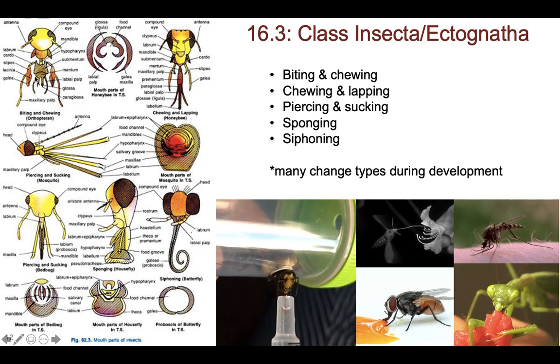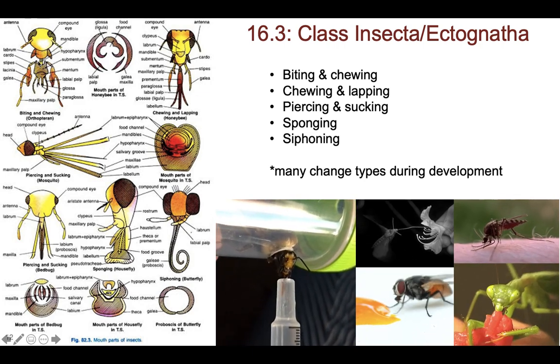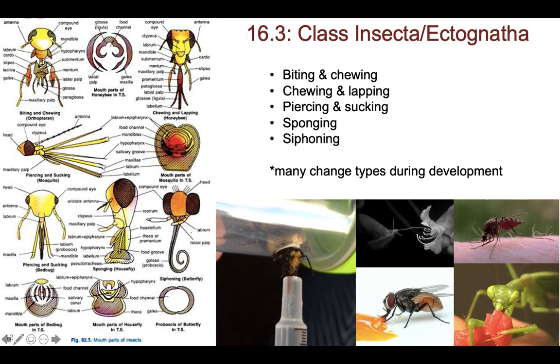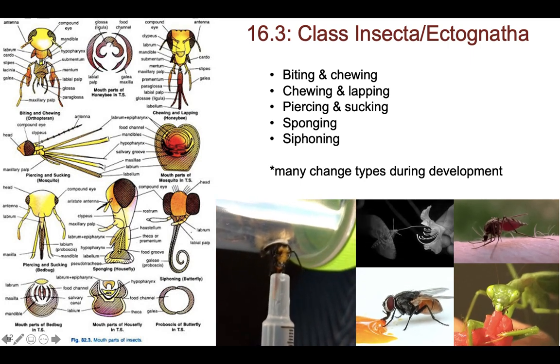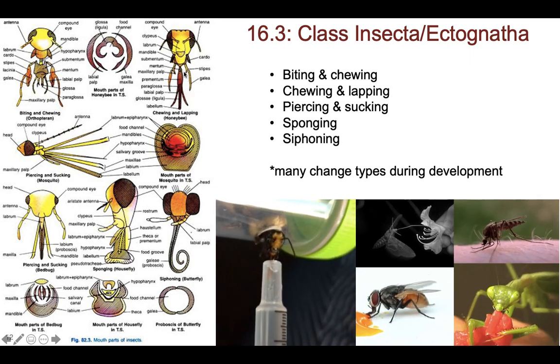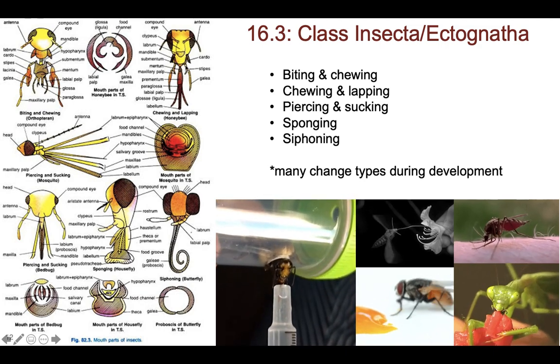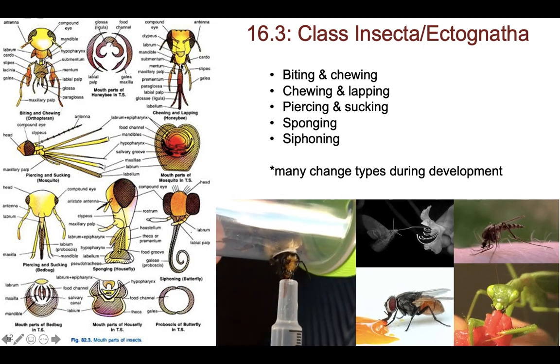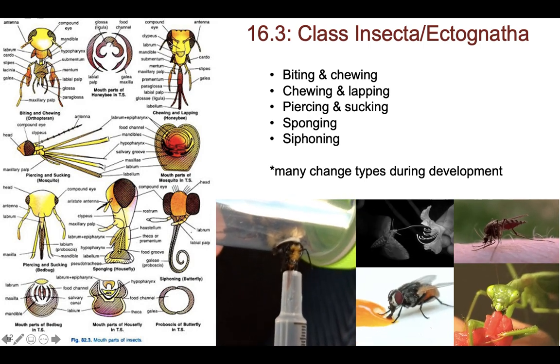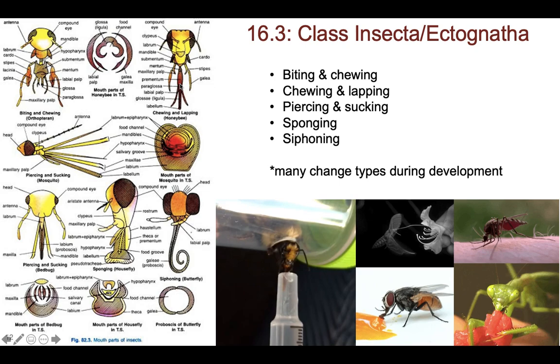So will biting and chewing, but they'll use their mandibles to macerate that food before they eat it. But in the chewing and lapping, they've got two different structures for drinking liquids and chewing up solid food. Yeah, mostly you see these in animals that eat nectar and pollen.